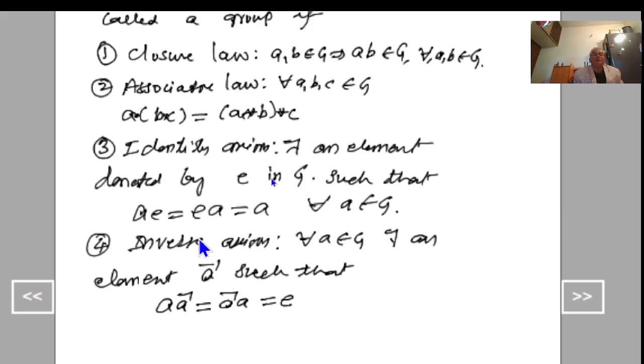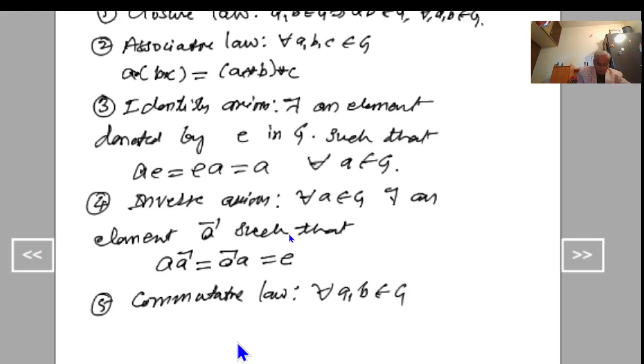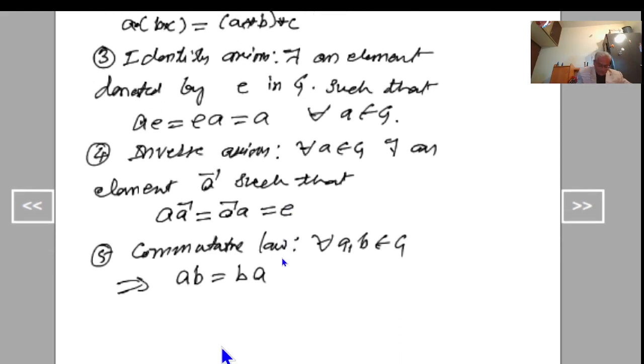If these four axioms are satisfied, then you say that G is a group with respect to the operation star. And in addition, if commutative law also holds, that is, for all A, B belongs to G, AB must be equal to BA, this is known as the commutative law. If this condition also holds, then you say that G is an abelian group.